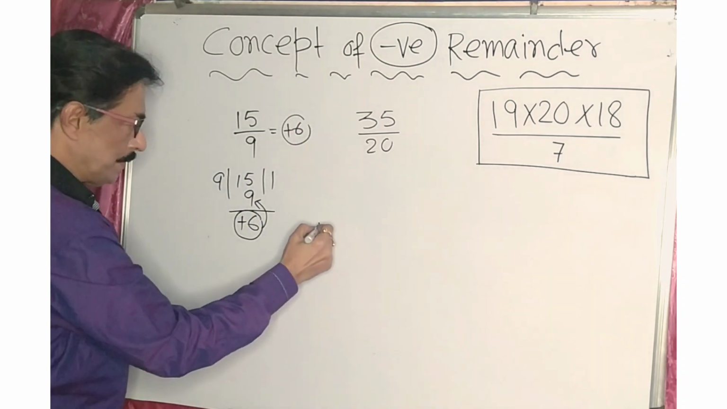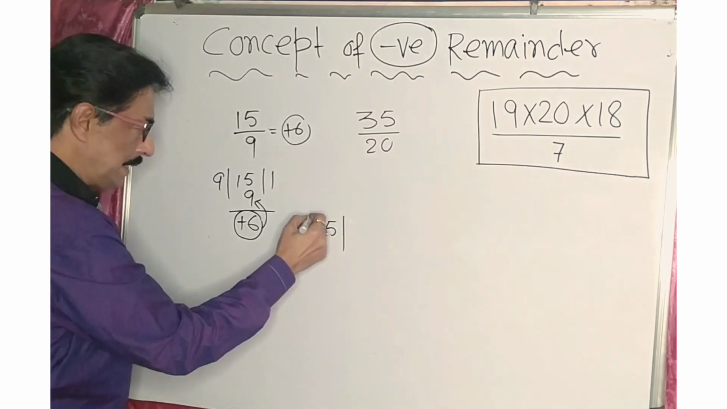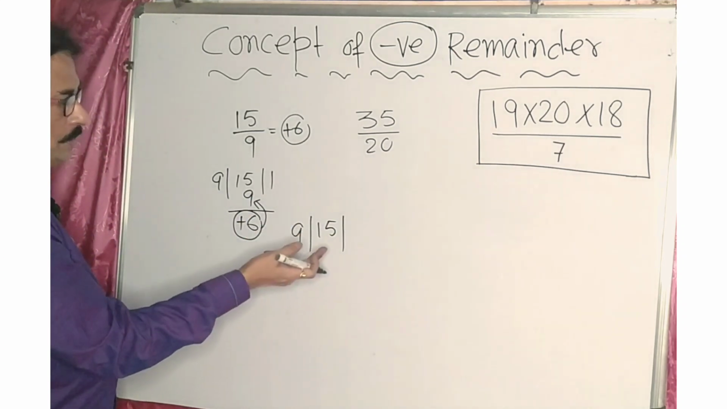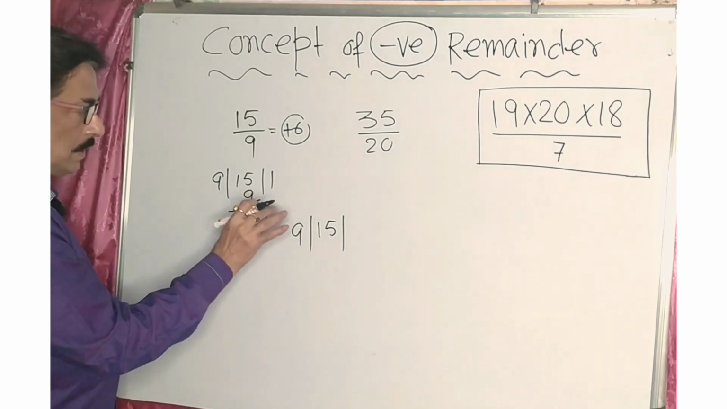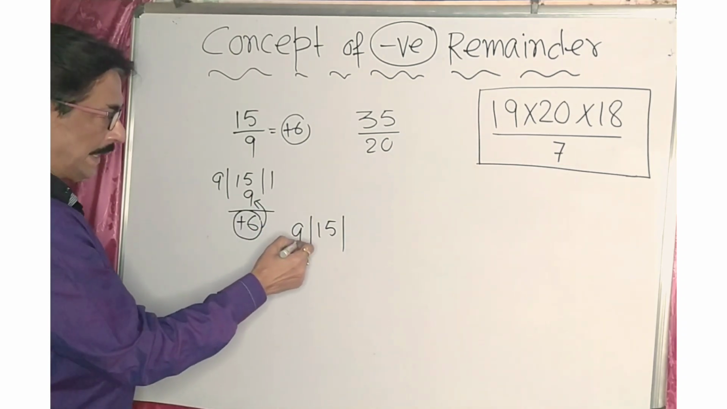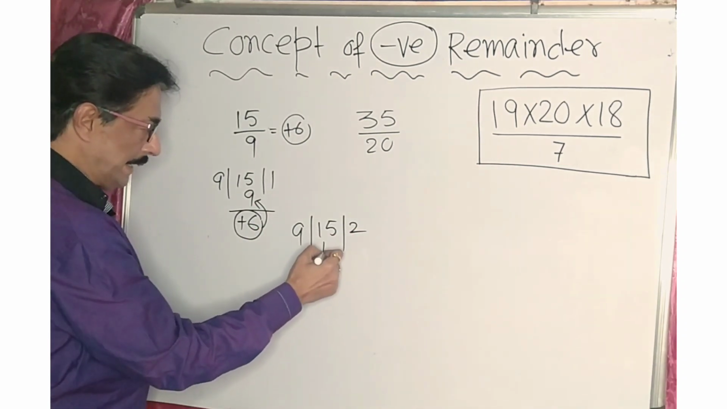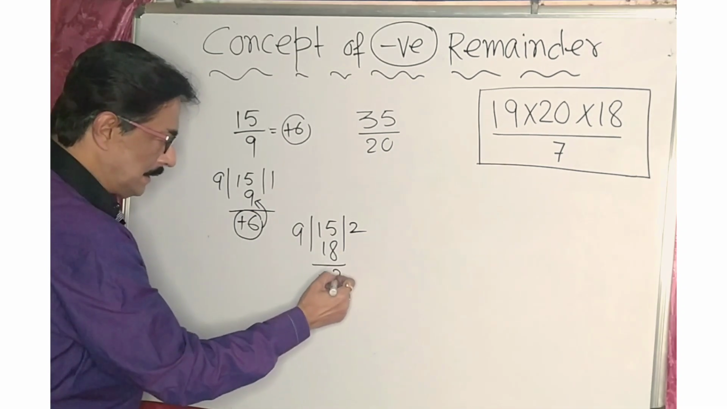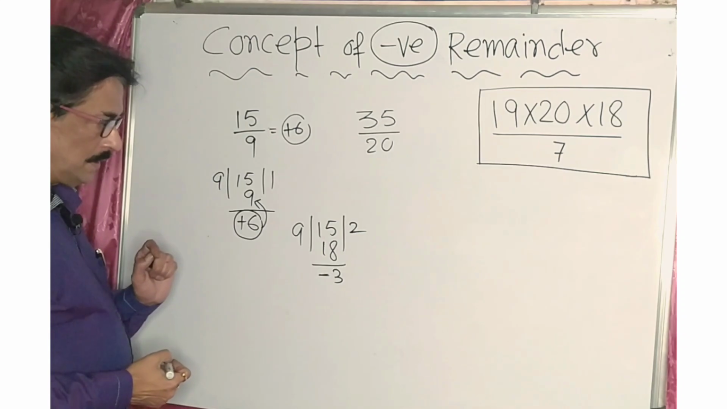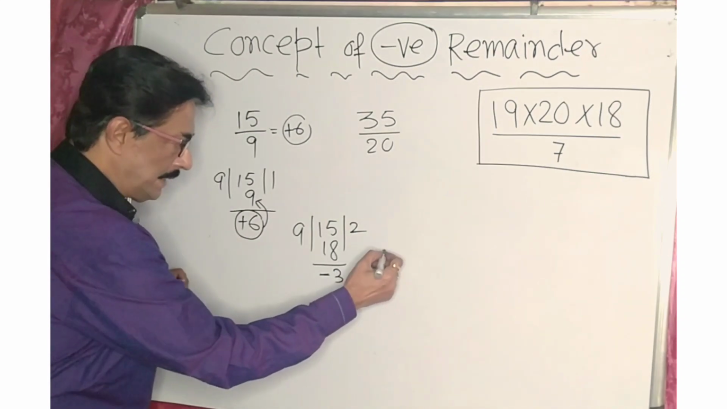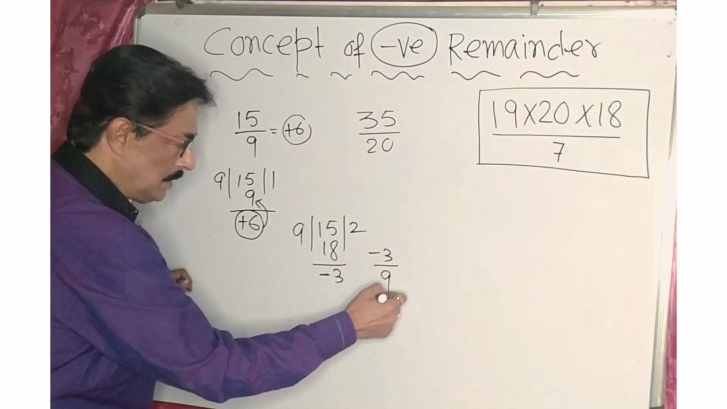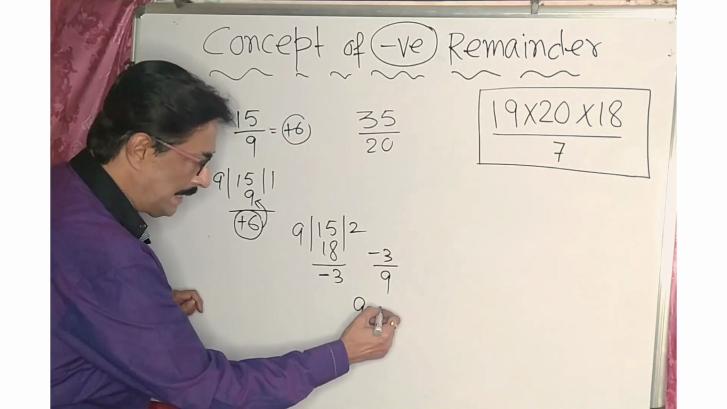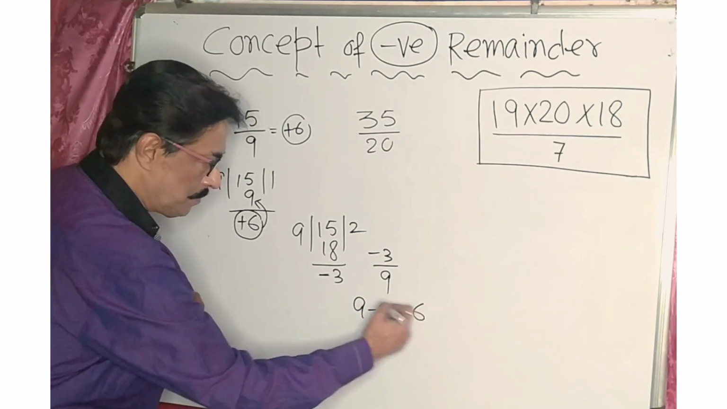Now go for the negative remainder. 15 by 9, I want to cross it. The number nearer to 15, but over 15. 9 into 2 is equal to 18. So how much more? 3 more. So minus 3. This minus 3 is called the negative remainder. So you can write minus 3 by 9. Minus 3 is not possible. So ultimately your remainder will be 9 minus 3 equal to 6.